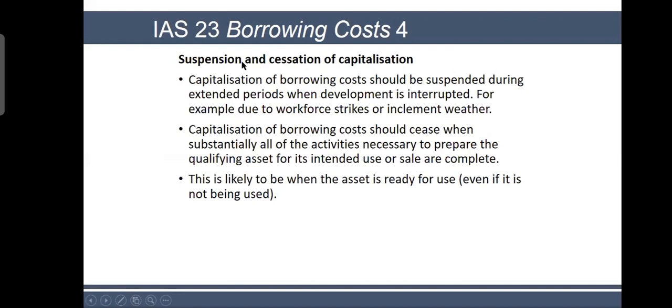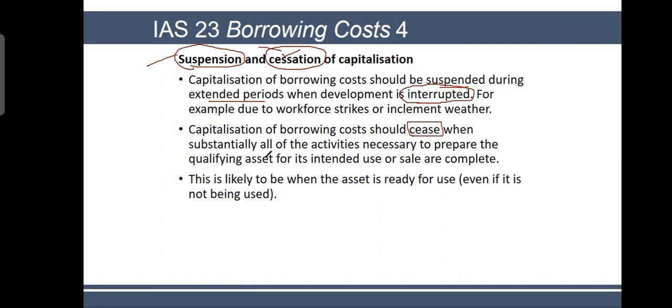And you call it suspension and cessation. Suspension is, like I explained to you before, a temporary halt in the construction phase. Capitalization of borrowing cost should be suspended during extended periods when development is interrupted. If you are not doing any construction for that 1 month or 2 months, you cannot capitalize. This is called suspension. Suspension means the temporary stoppage, and cessation means you permanently stop. Capitalization of borrowing cost should cease. Cease means when you stop permanently. Suspension is temporary, cessation is when you are finished.